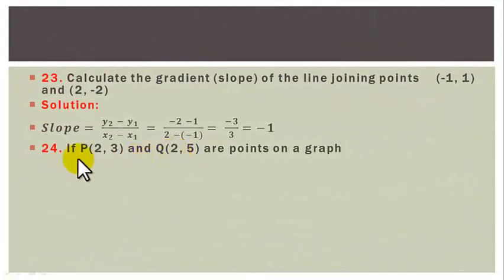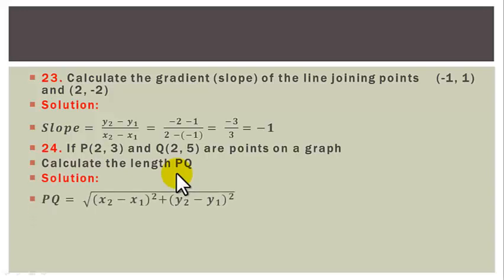Question number 24. If P(2,3) and Q(2,5) are points on a graph, calculate the length of PQ. Solution. The distance between 2 points PQ is defined as the square root of the change in x squared plus the change in y squared. Here, x1 is 2, y1 is 3. The second point is x2 is 2, y2 is 5.